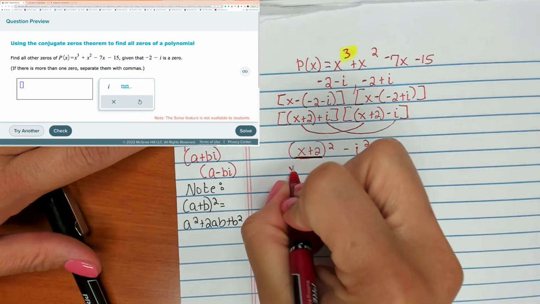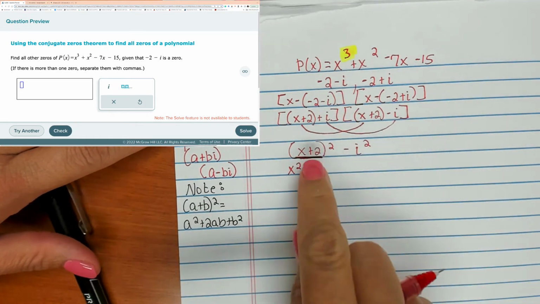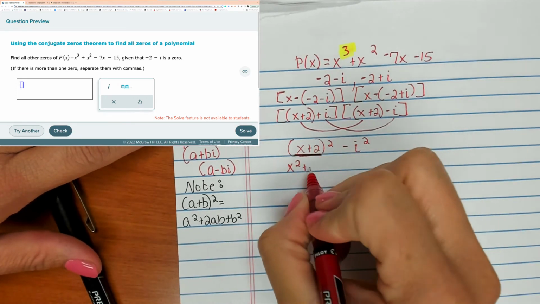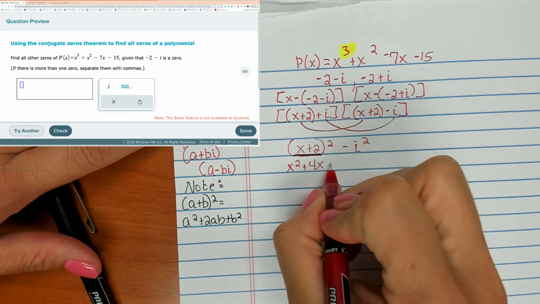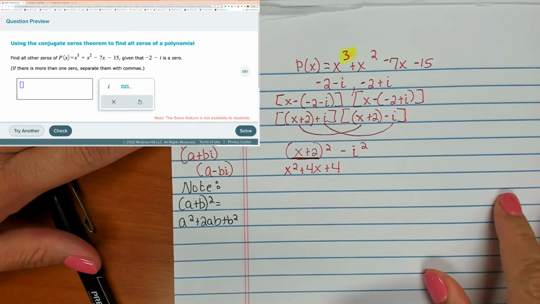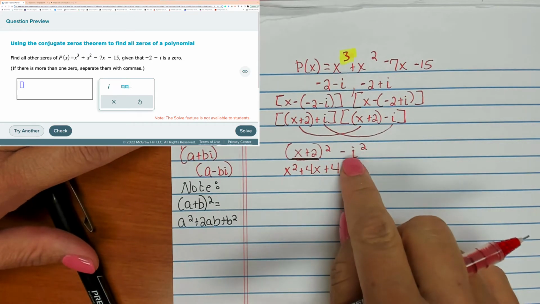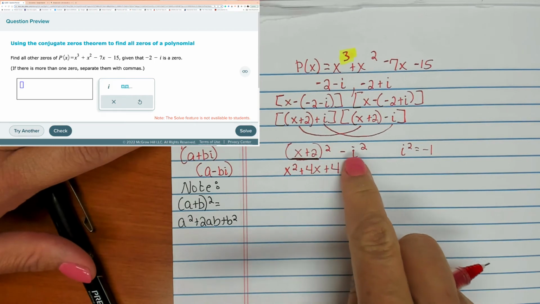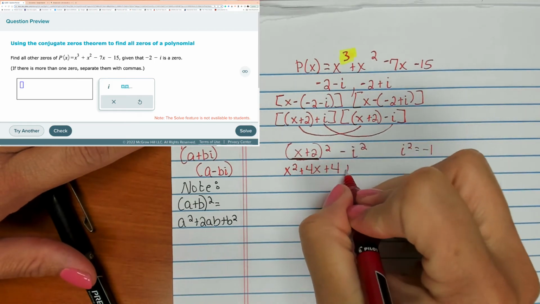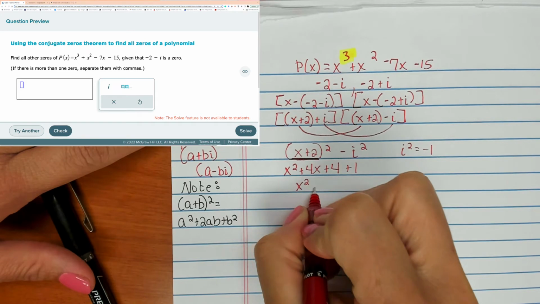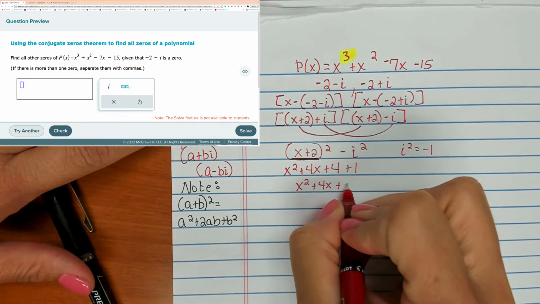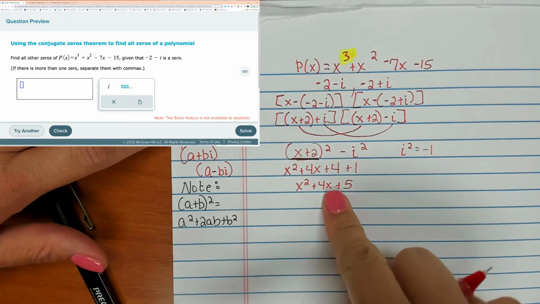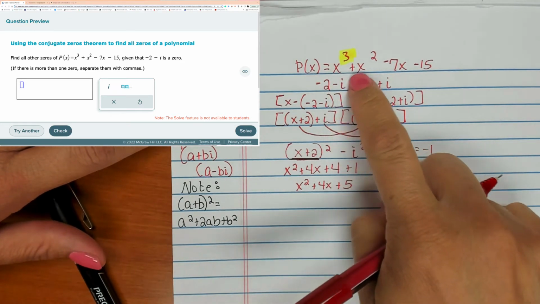So that would give me x squared plus 2 times ab, so my a and my b would give me 2x, multiply that times 2, that gives me 4x, and then square that last term, that gives me 4. Alright, and then minus, remember your i squared equals -1, so minus a -1, which is really just plus 1, so that really gives me x squared plus 4x plus 5. So this, guys, is a factor of all of this.